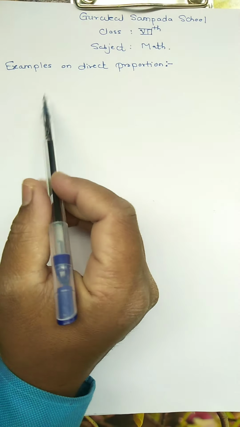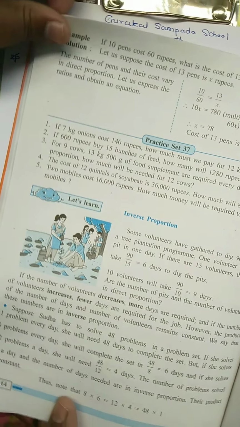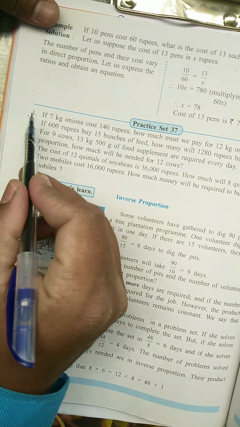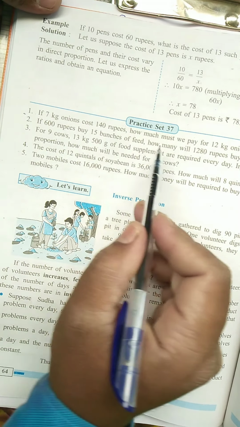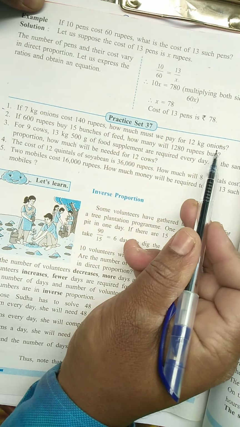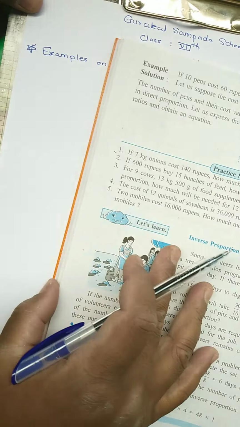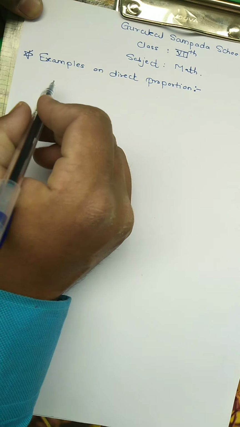Today we are going to solve examples on direct proportion. Now, let us solve the examples from practice set 37. The first example: if 7 kg onions cost 140 rupees, how much must we pay for 12 kg onions? Here the relationship is given between the onions and the cost.